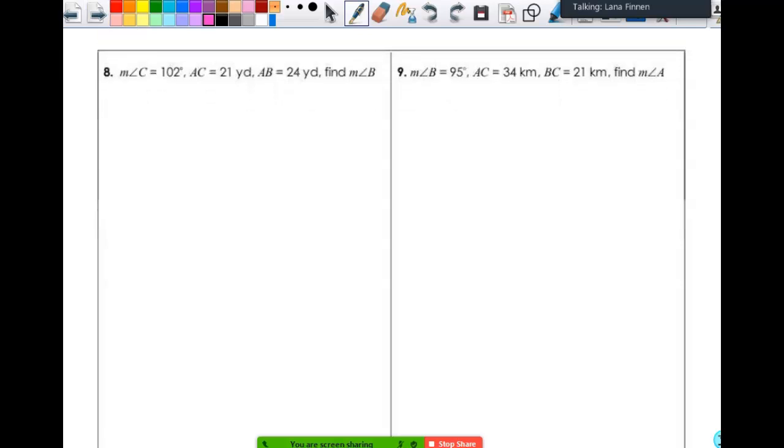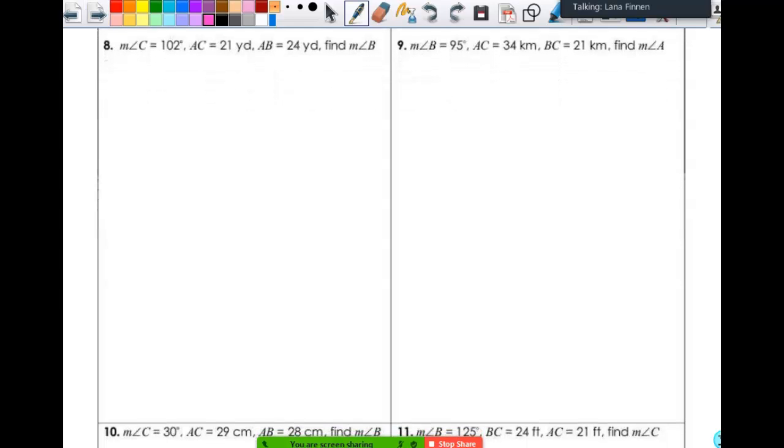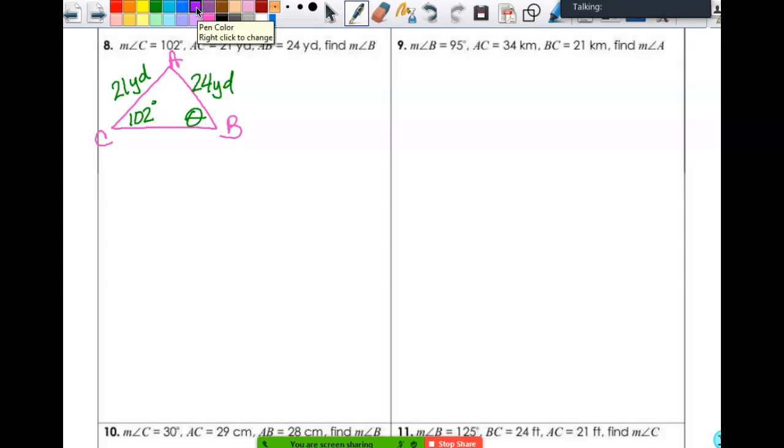Number 8. So draw your triangle. So go ahead and draw and label. You should be able to do that without me, I hope. And clearly my triangle's not to scale because that's 102 degrees. Totally fine. AC is 21 yards. AB is 24 yards. Angle B is 102 degrees.